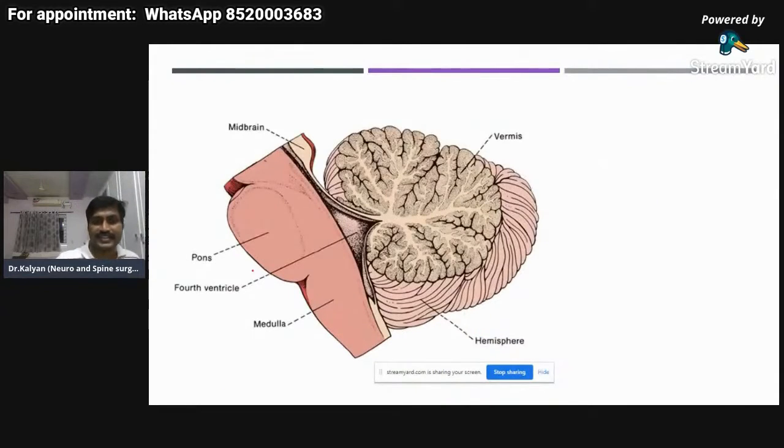Let's go. So the same structure I've shown you. Three parts of the brainstem: the midbrain, the pons, and the medulla. Behind that, we have the cerebellum. Separating both of them is the fourth ventricle.